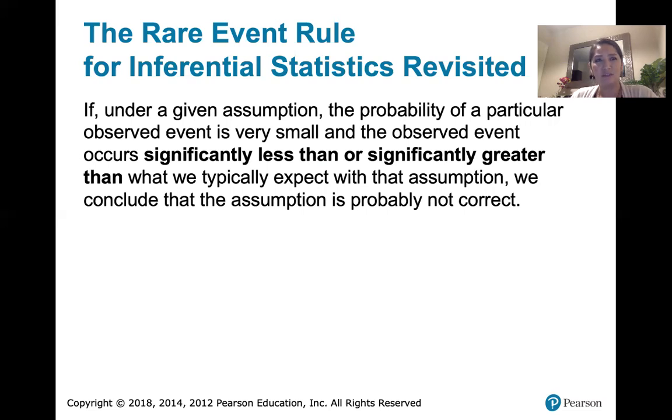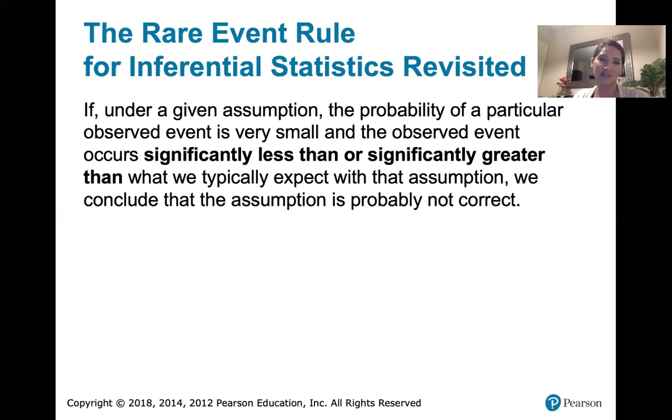Remember, the rare event rule says that if, under a given assumption, the probability of a particular observed event is very small, and the observed event occurs significantly less or significantly more often than what we would typically expect given that assumption, we can conclude that the assumption is probably not correct. Now that's a lot. Let's try to unpack that.